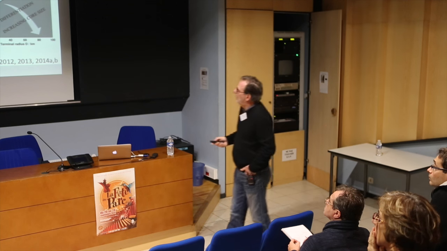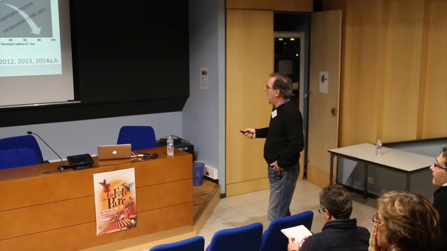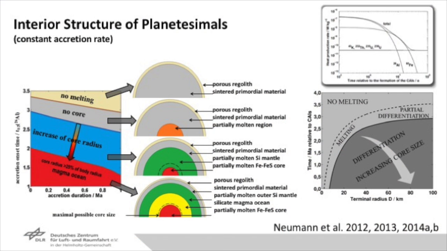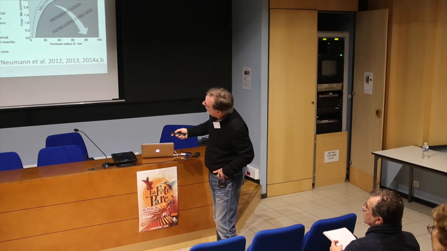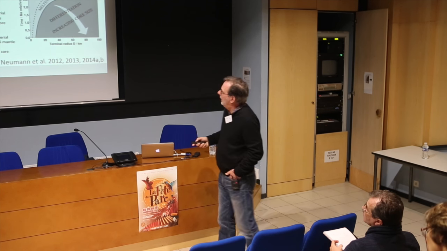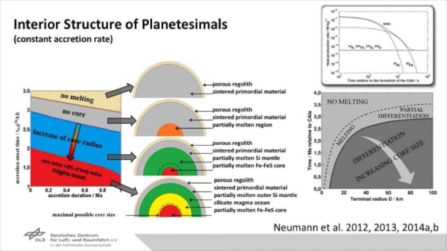But here is a cartoon that Vladimir Neumann, a student of mine and Doris Breuer's, has come up with in a series of papers with us in recent years, to illustrate that. You look at this thing here. What you plot here is the accretion duration, so the time it takes for your planetesimal to form, versus the onset time relative to time zero, which is the CAI time mark. If you form that planetesimal early, so close to zero, defined by the CAIs, and you form it slowly.